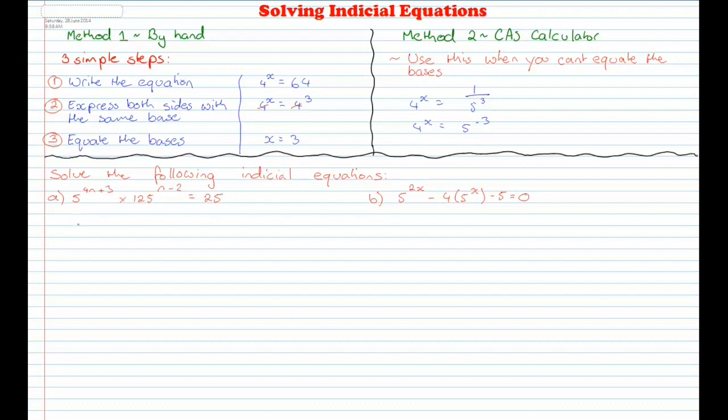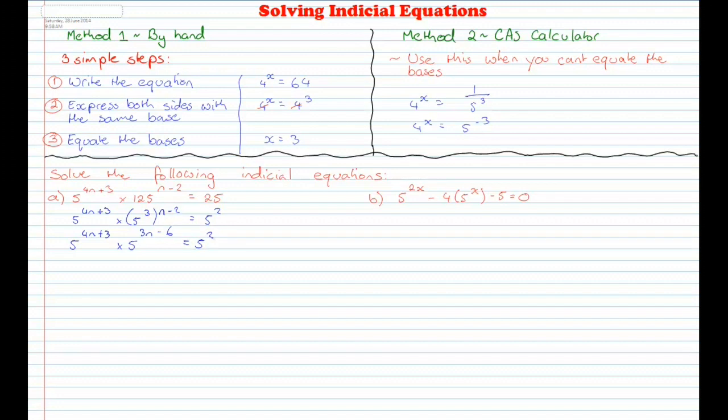So we're going to rewrite this as 5 to the power of 4n plus 3 multiplied by 5 to the power of what gets us 125? Well, it's going to be 3, and we'll do that in brackets, and write n minus 2 outside like this. And 5 to the power of what gets us 25? Well, it's going to be 5 to the power of 2. So now we can expand these brackets. You get 5 to the power of 4n plus 3, which we'll leave as is, multiplied by 5 to the power of 3 times n is 3n, and 3 times negative 2 is negative 6, is equal to 5 to the power of 2.